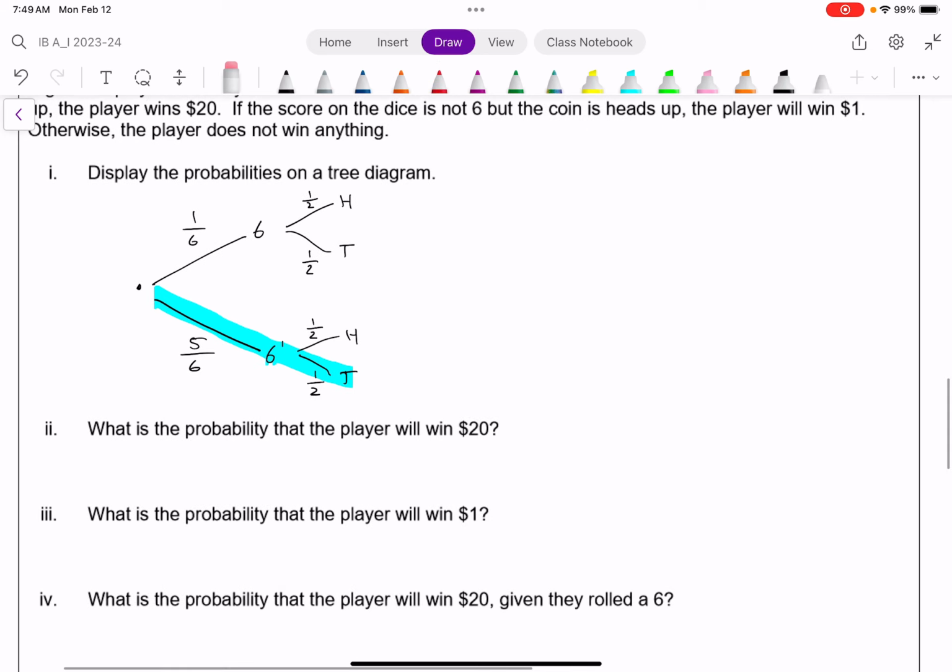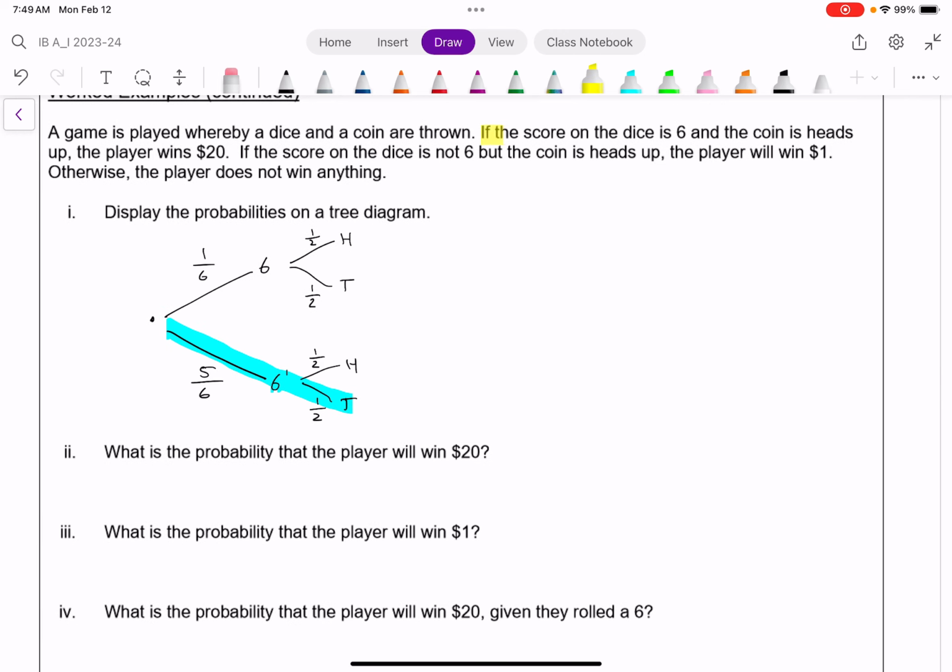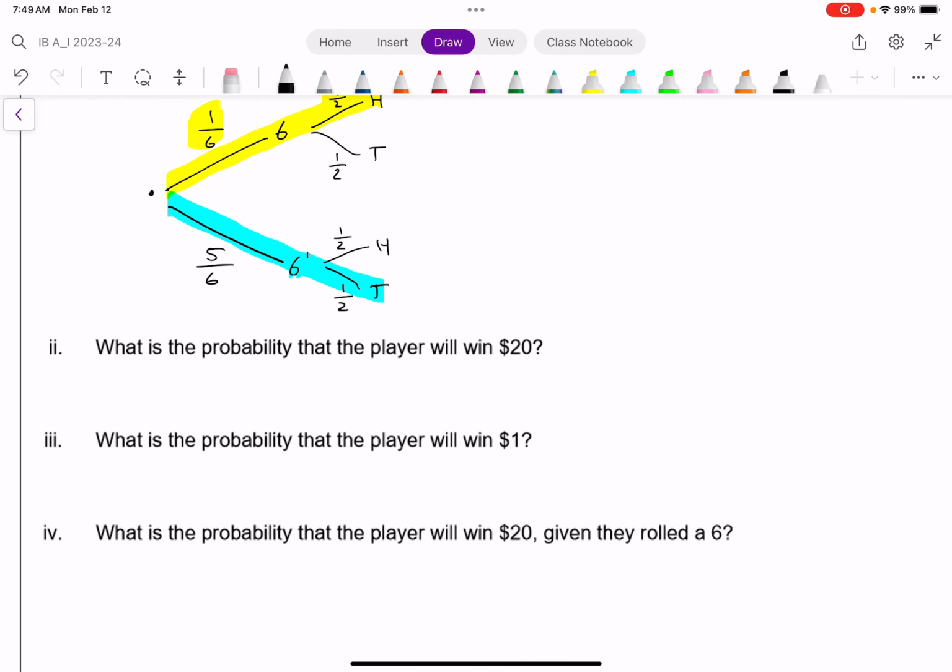So with that said, what is the probability the player will win $20? Well, they win $20 if it's a 6 and heads. So that's this pathway here. So it's 1/6 times 1/2, which is 1/12. A 1 in 12 chance of winning $20.